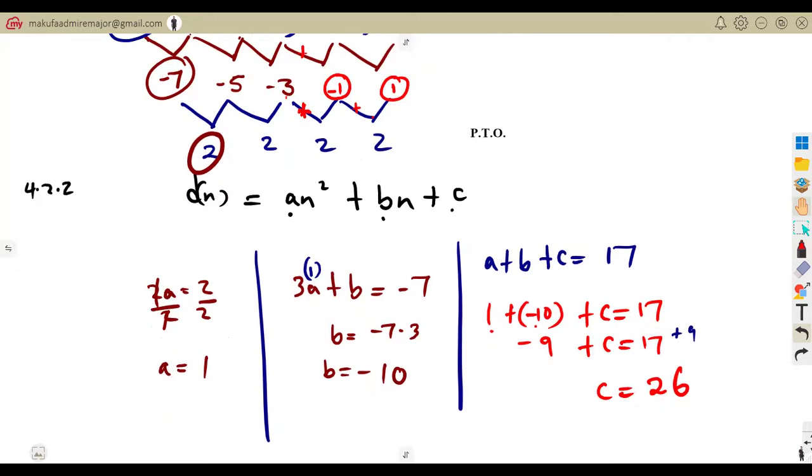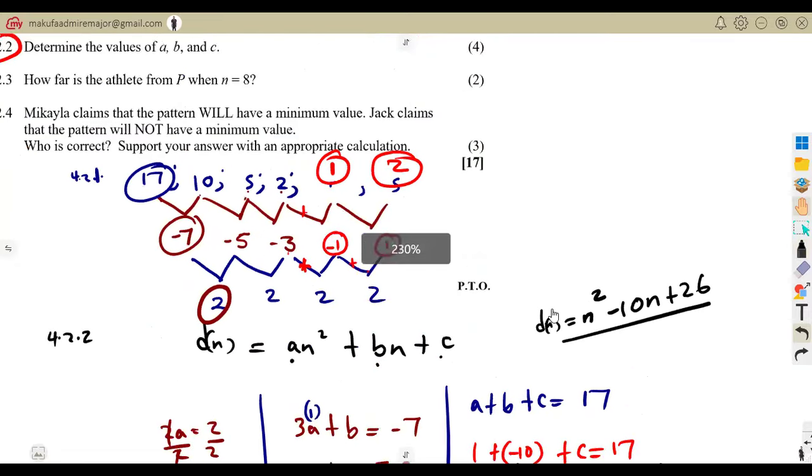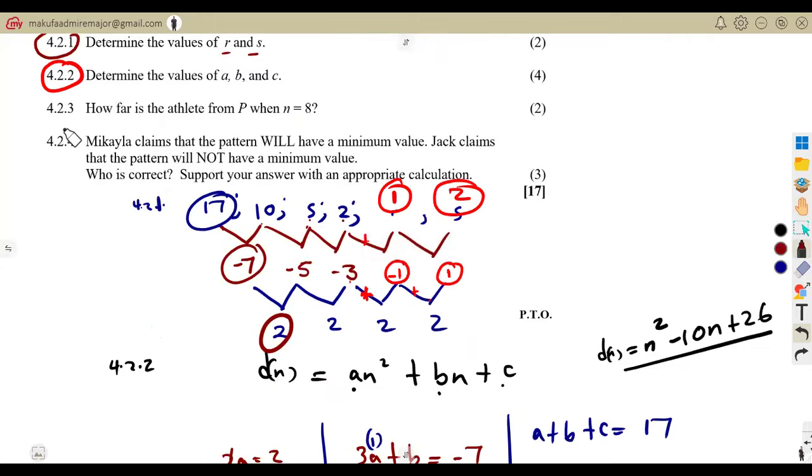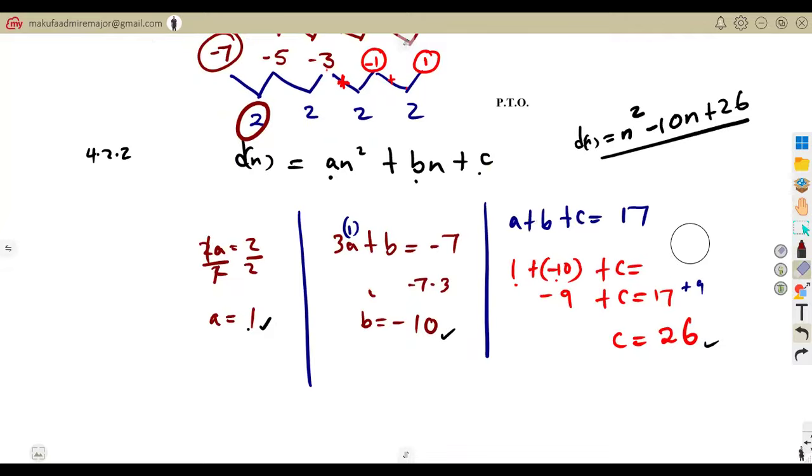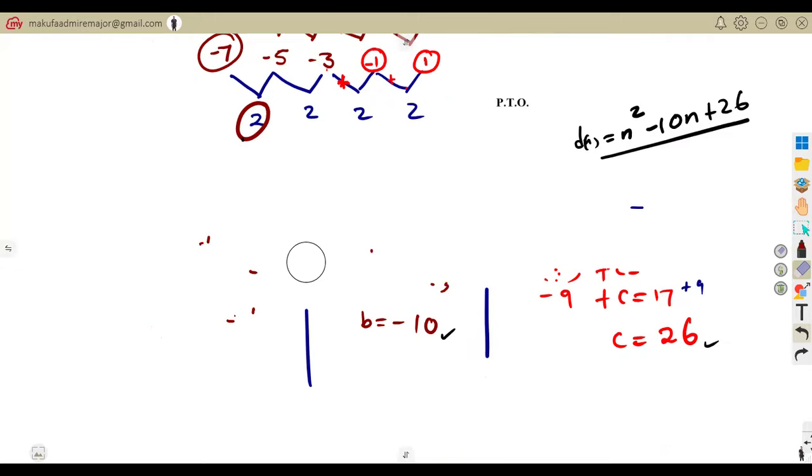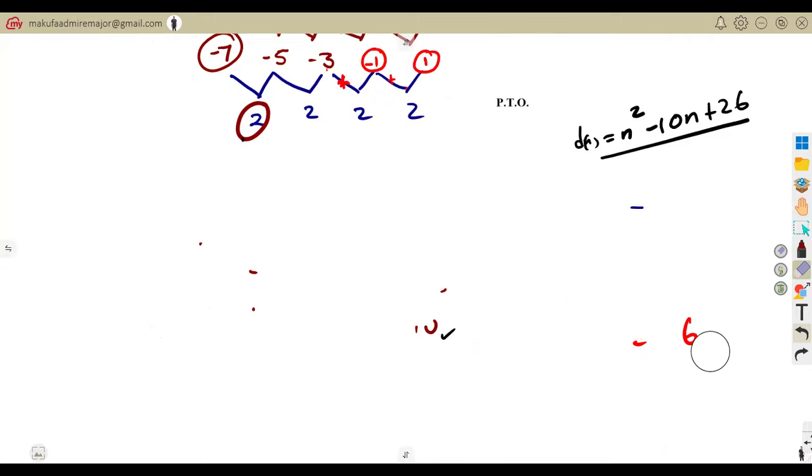To form this quadratic that you are given, this dn that you are given, it's going to be 1n squared, which is n squared, just like this. All right, so this is it, guys, your a, your b, and your c. Then from there, they want you to determine how far the antlet is from P when n is equal to 8. You are given the value of n. So remember your dn, the distance is given if you substitute these values of a, b, and c.